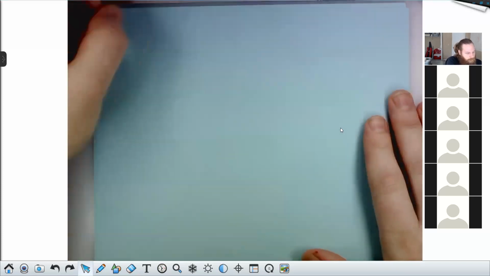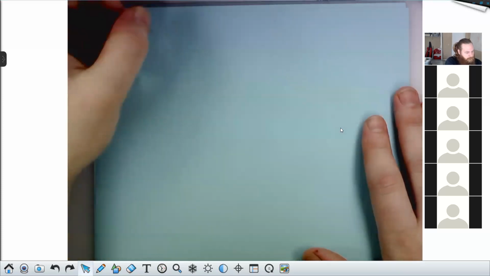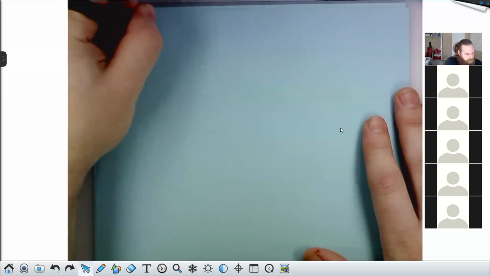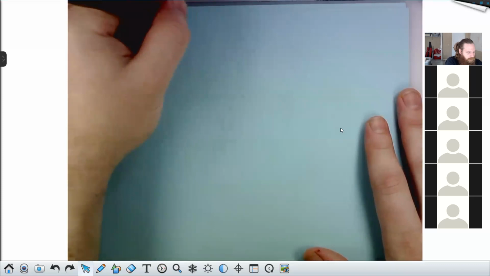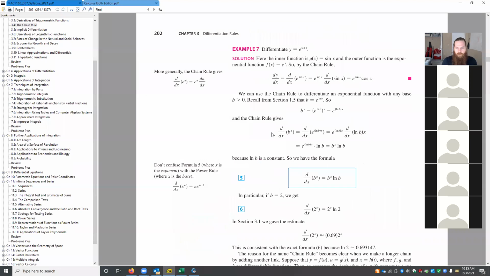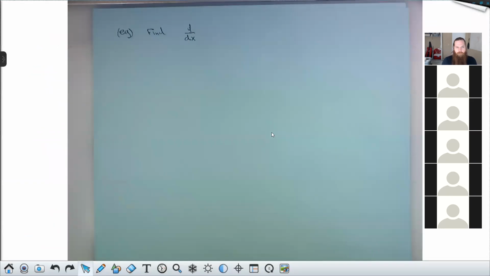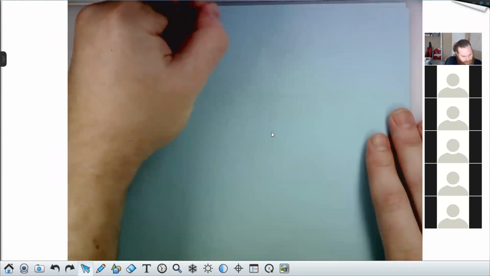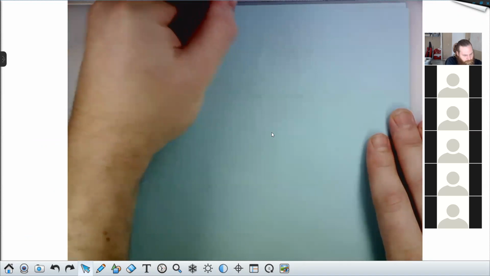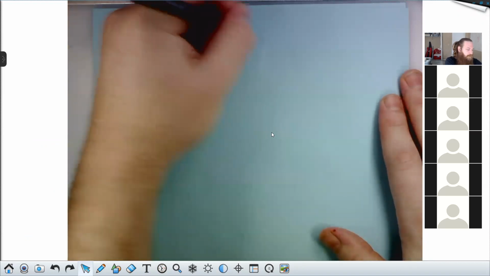All right, I want to try one slightly gentler example, and then we're going to go to a slightly harder example. Let's find d/dx of, what was this? There's one in here that I liked. Let's do e raised to the power of, I already wrote sine x. All right, let's do this. So I want to find the derivative of e to the sine x.